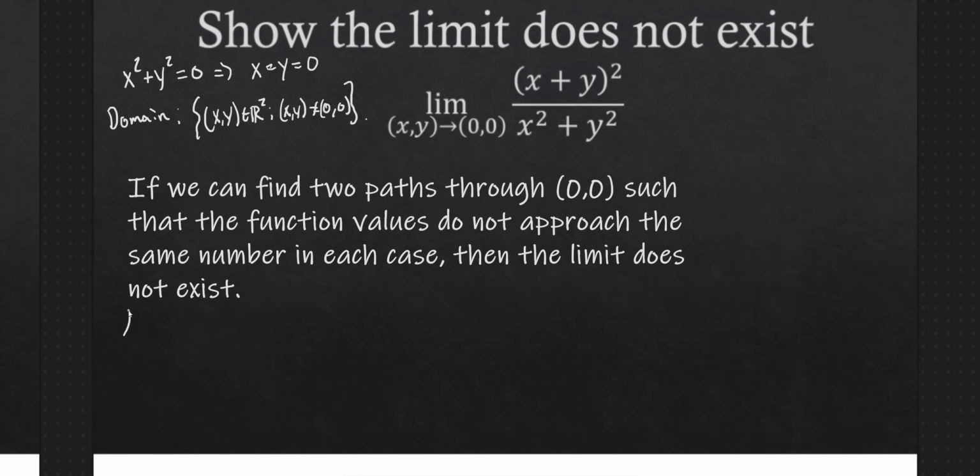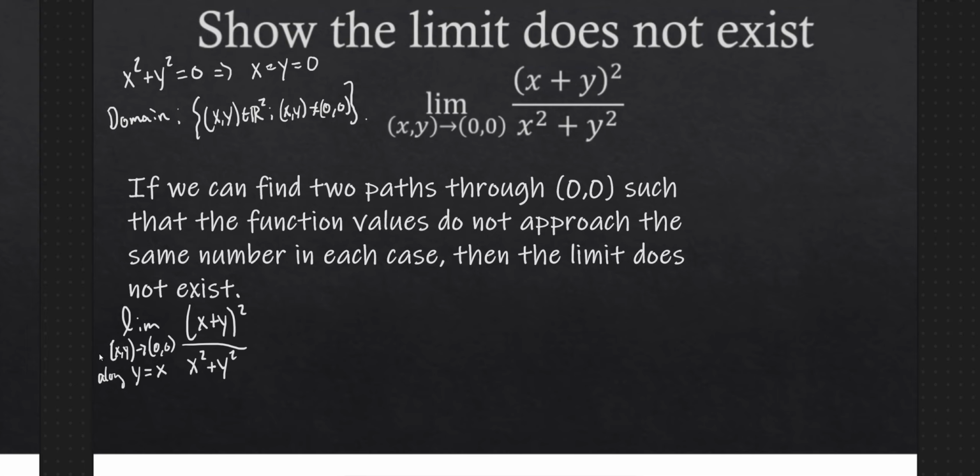I want to compute the limit as (x, y) goes to the origin. And I'm going to say here along y equals x. So that's how we write this. Along y equals x of the function (x plus y) squared over x squared plus y squared.